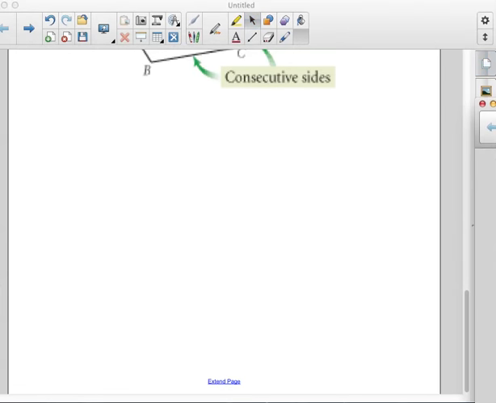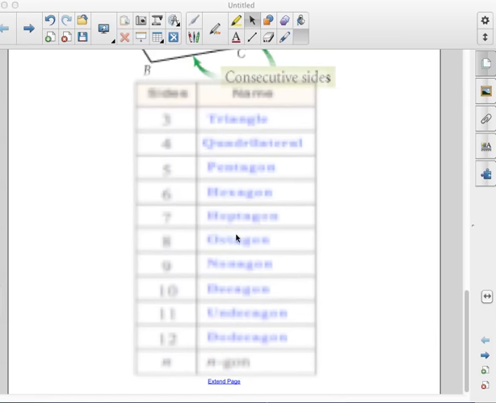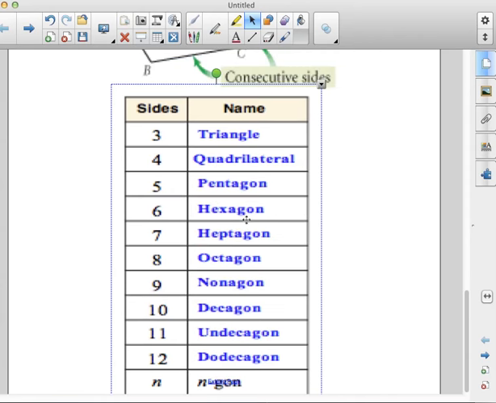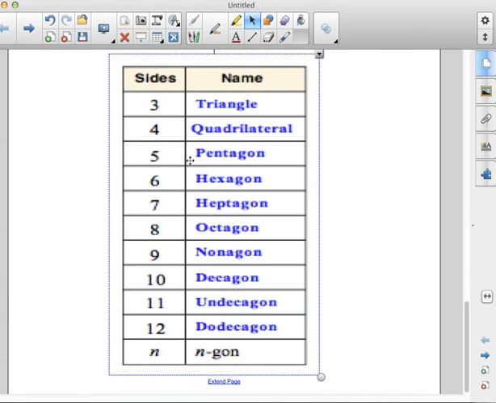Now next, we're just going to talk about polygons in general. And I'm sure you've seen this sometime before. If a polygon has 3 sides, it's a triangle, 4 is a quadrilateral, 5 is a pentagon, 6 hexagon, 7 heptagon, 8 octagon, like an octopus, 9 nonagon, 10 decagon, 11 undecagon, and 12 dodecagon. Anything past that, we can just call it an n-gon for now.